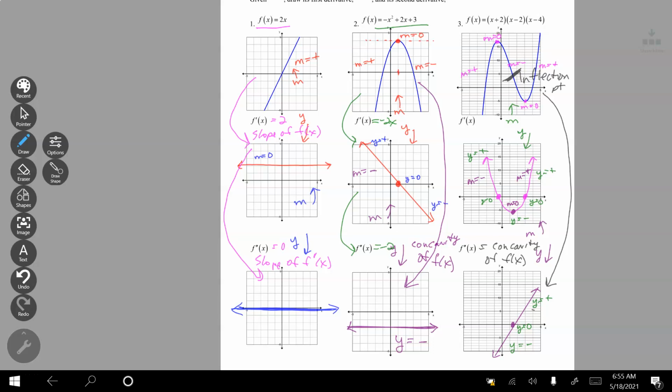Okay, these positive y values mean this part of the graph is concave up. And if I notice on this right side, from here to here, the graph is concave up. And since these y values are negative, that means this part of the graph has to be concave down, and it is concave down. So that's what we're looking at.